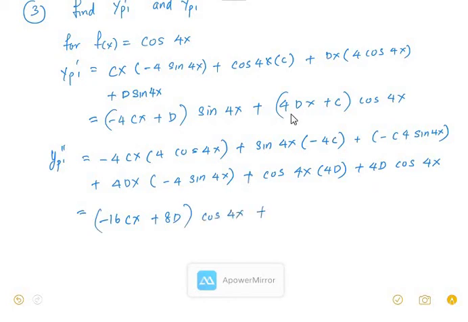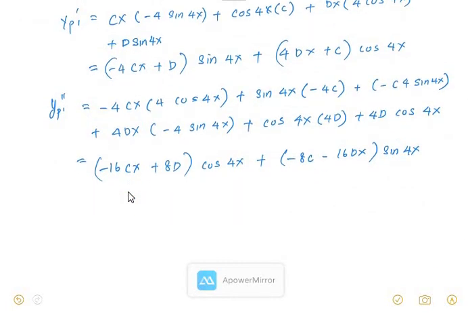And then plus with sine 4x. So you collect all the sine 4x, you get negative 4c, so negative 8c. And then this one is negative 16dx. So negative 16dx, we multiply with sine 4x. Okay, so after you get yp1 prime and yp1 double prime, you can substitute into the value.